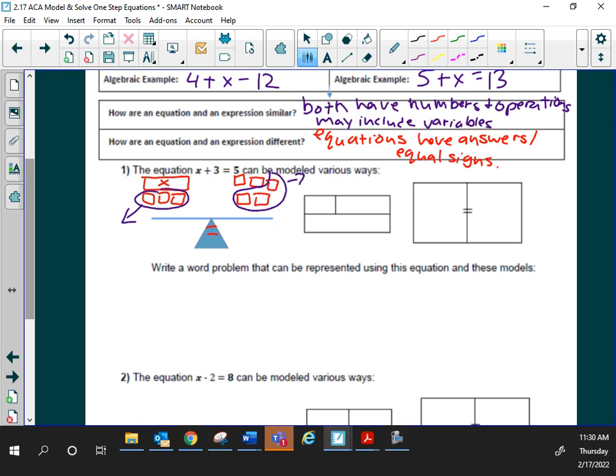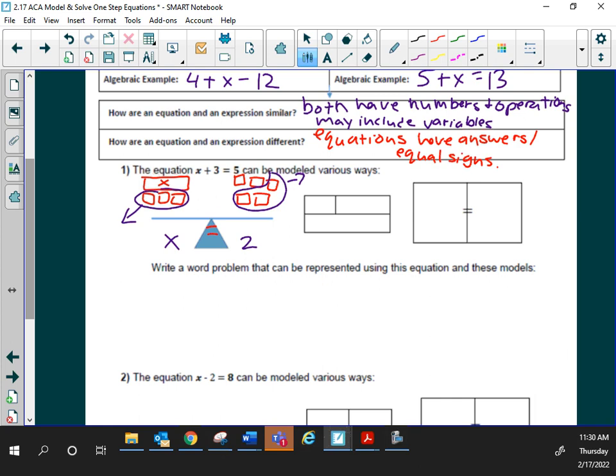Okay, so when all is left, what's left is x is equal to 2, because I've taken off those other 3. Okay, I love the balance image the most, it really makes sense. Okay, but we have a few others that we can do.